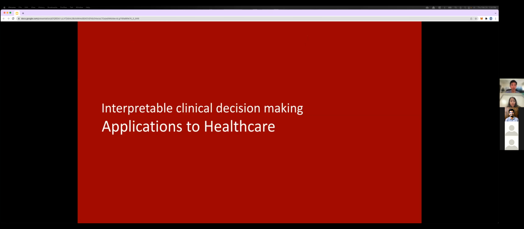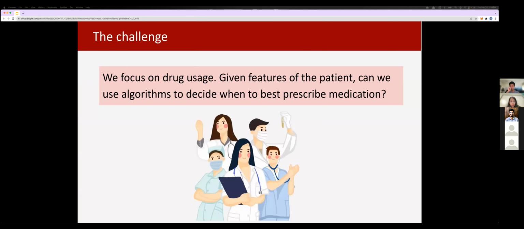Then we applied this method to some applications in clinical decision making. And what we focus on is predicting when to prescribe medication. So we're given features of a patient, and this could be lab results or vital signs, things like that at every time step. And what we want to decide is, is this a moment that we should apply some sort of medication? And the labels here are what doctors actually did.